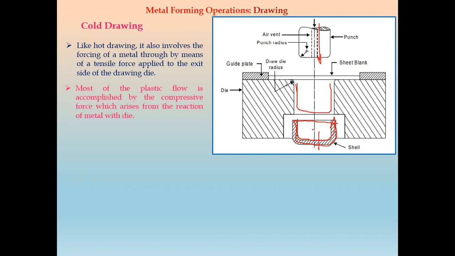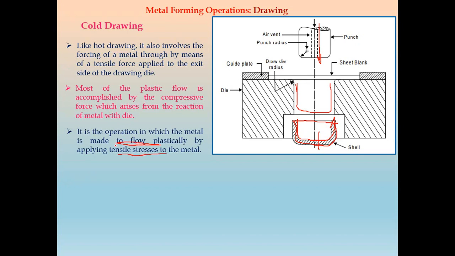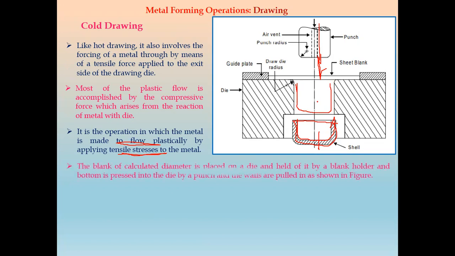So most of the plastic flow is accomplished by compressive force, which arises from the reaction of metal and die. It is the operation in which metal is made to flow plastically by applying tensile stress on the metal. We apply tensile stress by means of a punch. It will flow plastically along this region and form the shape. That operation is called cold drawing.